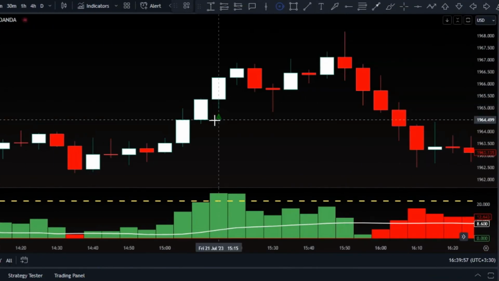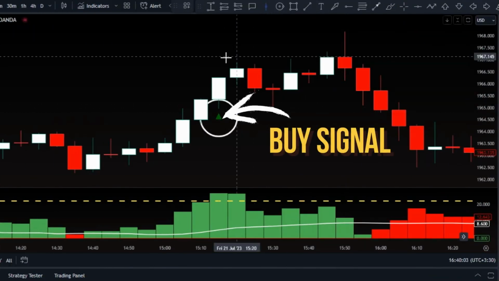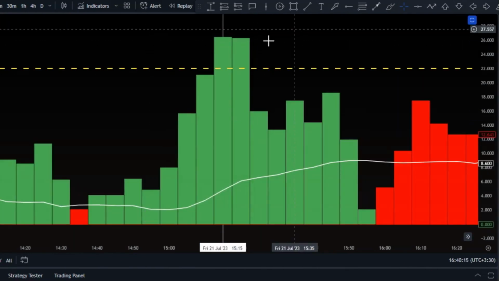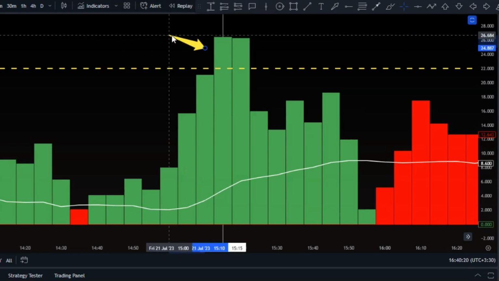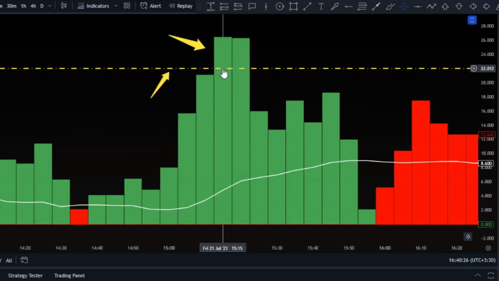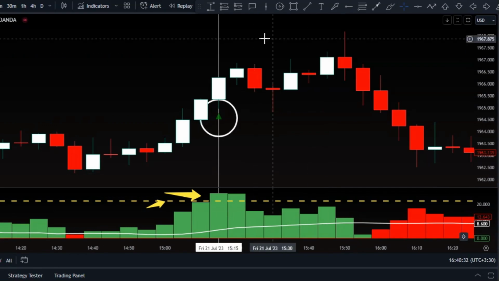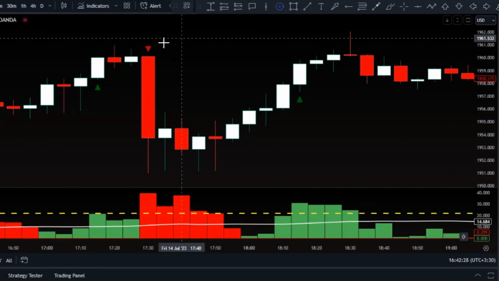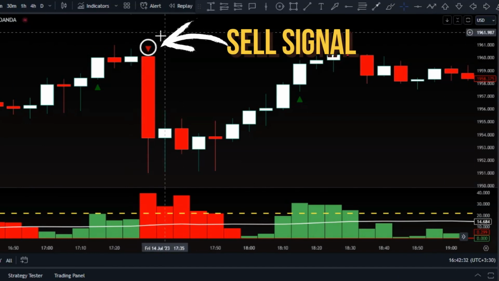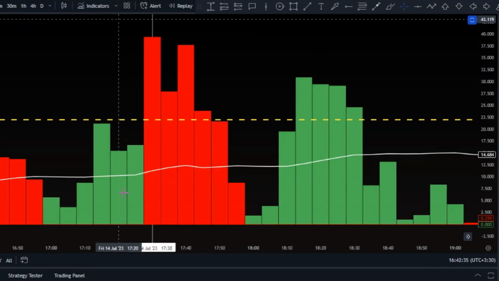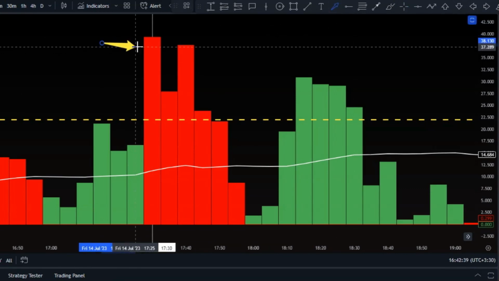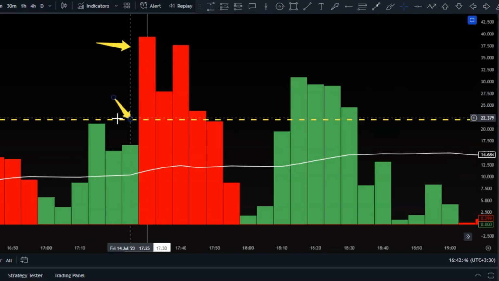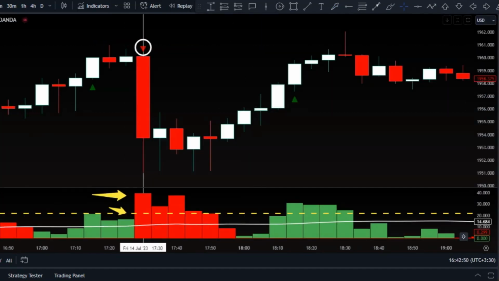Look at this example. The buy signal is given by the first indicator and the WAE histogram is green and above the moving average line. But since the histogram is above the no trade zone line, this buy signal is filtered. In the next example, the exact same conditions applied for the sell signal. The histogram was above the no trade zone line, so this signal was correctly filtered and potential loss was prevented because the price moved in the opposite direction after the signal.